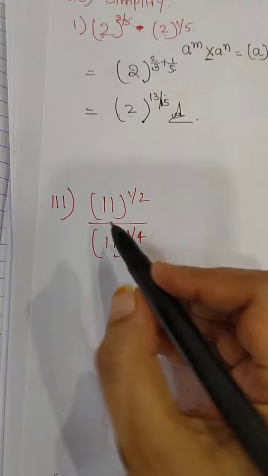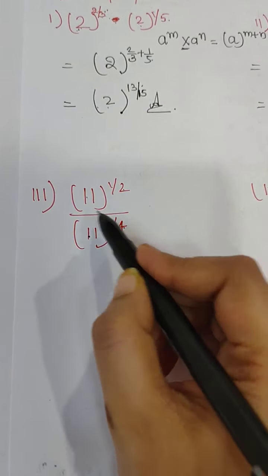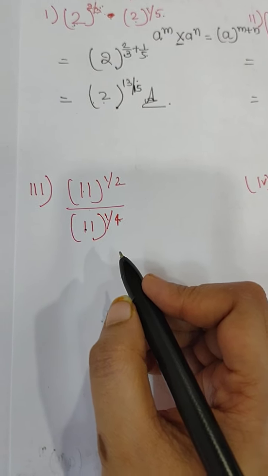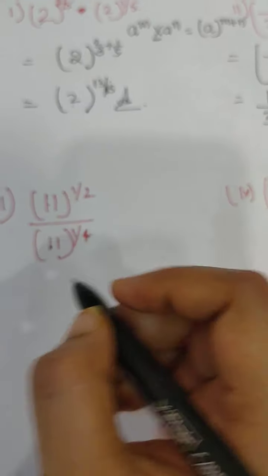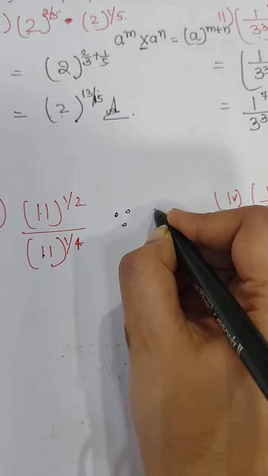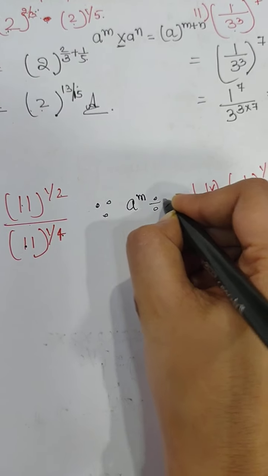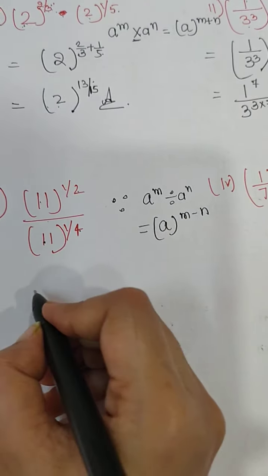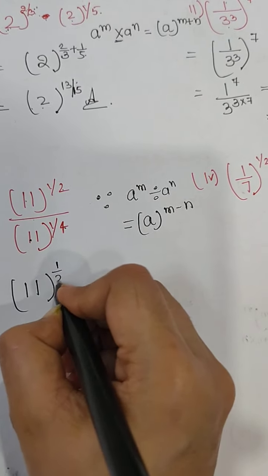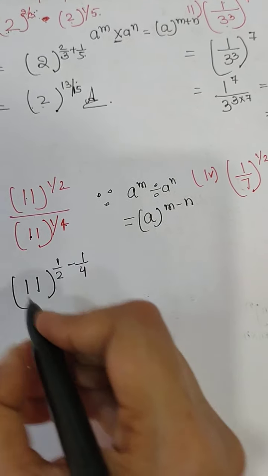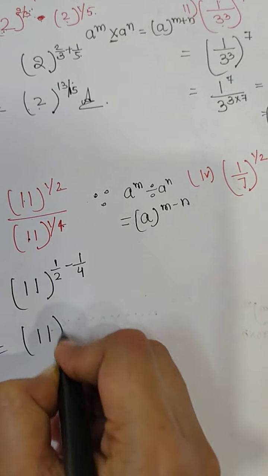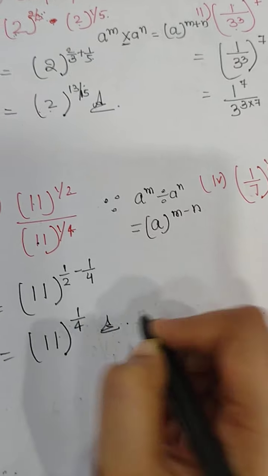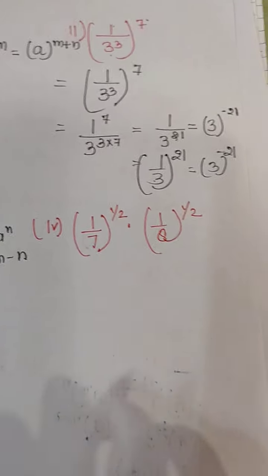Now you come to the third part of this question. You can see here the bases are the same, powers are different, and these are in division. When the bases are the same and two terms are in division, the powers will be subtracted. So which law will we apply? a^m divided by a^n will be equal to a raised to the power m minus n. So 11 raised to the power 1 upon 2 minus 1 upon 4. Solve it. When you solve it, it will be equal to 11 raised to the power 1 upon 4. Answer.